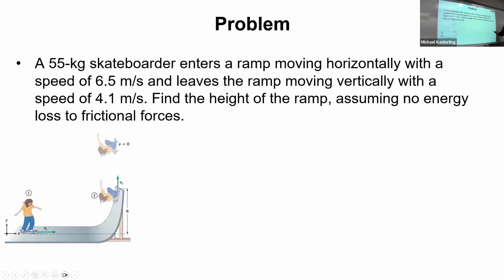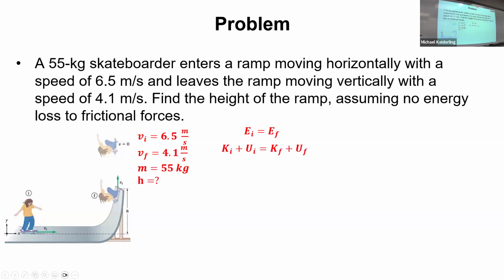So we can set this up. We have our initial velocity is 6.5 meters per second. Our final velocity is 4.1 meters per second. Our mass is 55 kilograms, and we're trying to find the height. So energy initial equals energy final. So kinetic energy initial plus potential energy initial equals kinetic energy final plus potential energy final. So that's 1/2 mass times velocity initial squared plus 0 equals 1/2 mass times velocity final squared plus mgh.